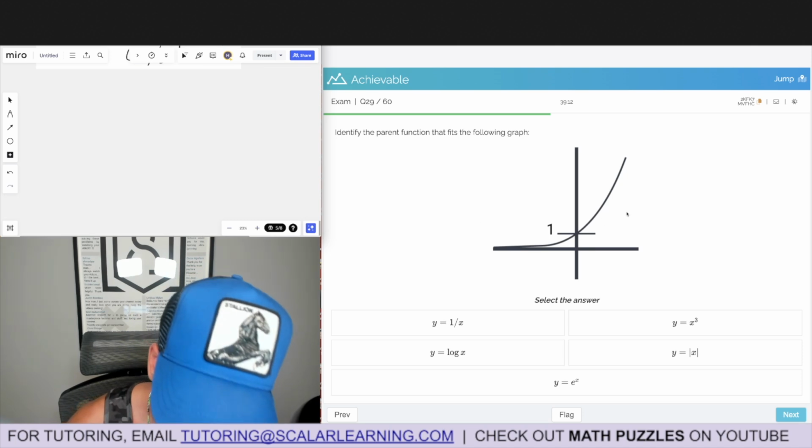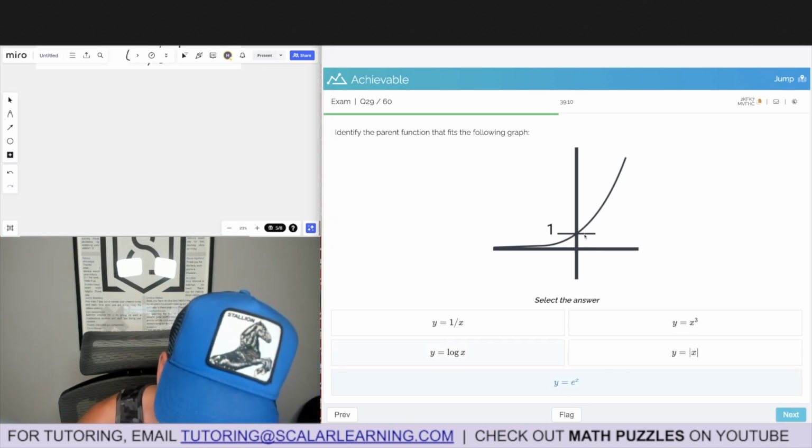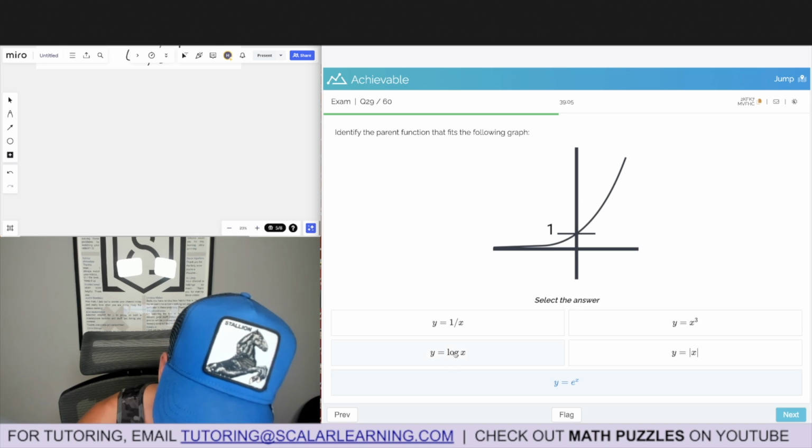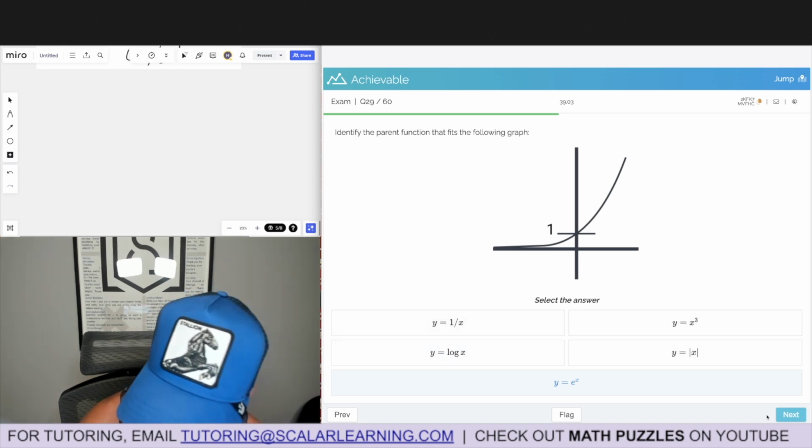Well, this looks like an exponential function, so it's y equals e to the x, because e to the 0 is 1. All of these, if you plug in 0, log of 0 is not even defined, and that's undefined as well. So there we go.